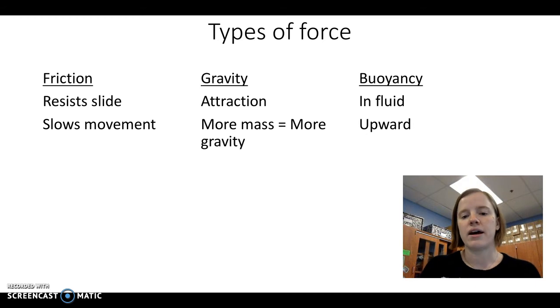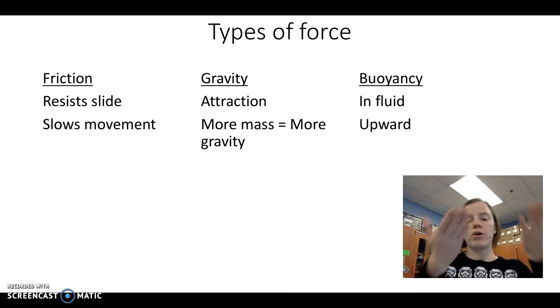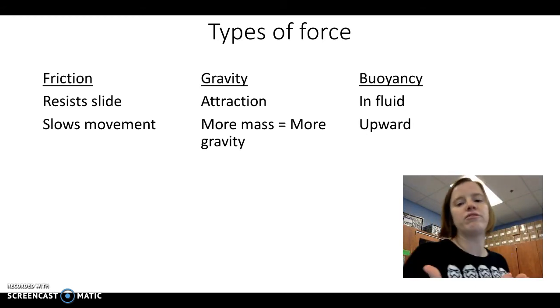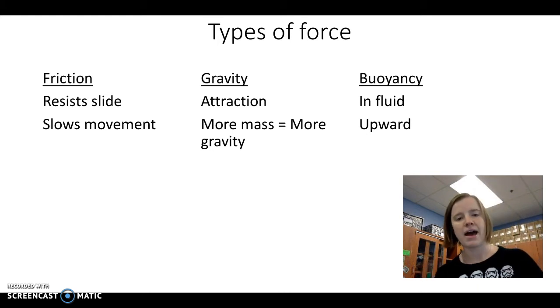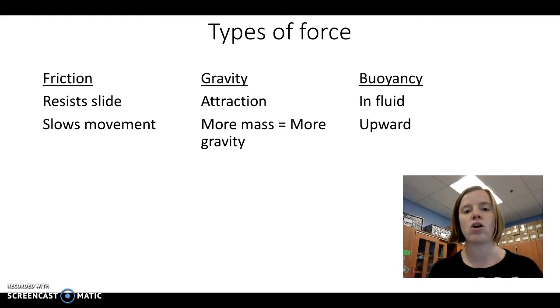Buoyancy, on the other side, this is the upward force in fluid. And if you remember from our matter unit, fluid can be air or water or liquid. So gas and liquid are both fluids. Anything that's like an upward force is buoyancy. These two, friction and buoyancy, work against gravity.